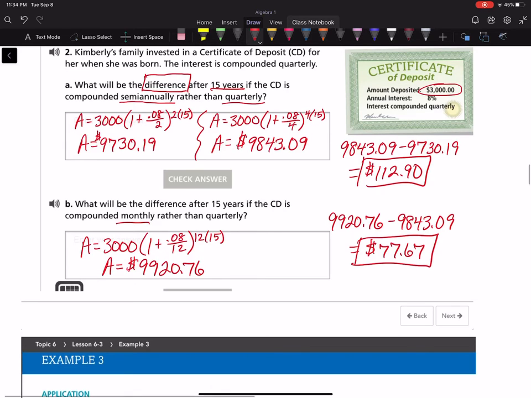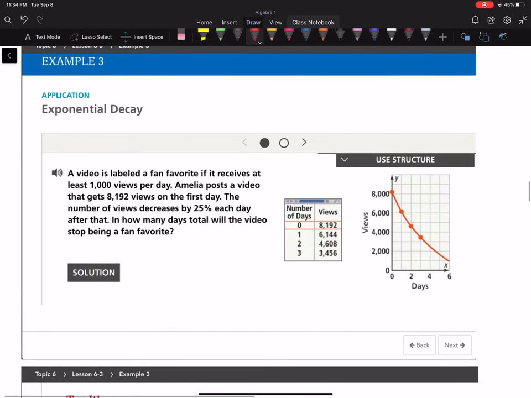All right. Example 3, we're starting to talk about exponential decay. So all of those problems we were gaining. Exponential decay is when you lose. It gets smaller over and over again. So same basic equation. However, this time, instead of y equals a times 1 plus r, since it's decaying, we're going to have 1 minus r to the x power. So again, everything's basically the same.